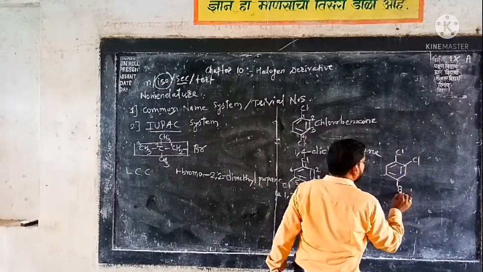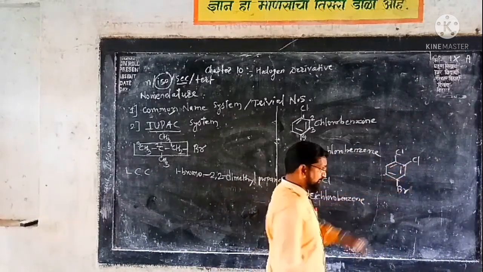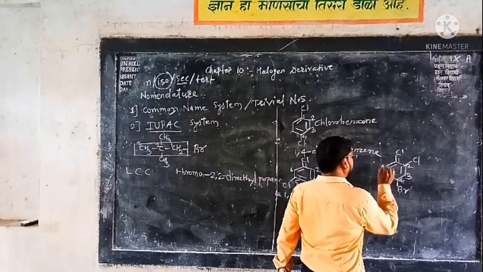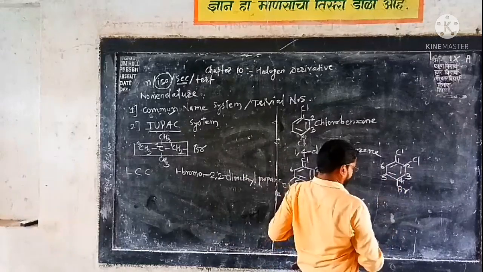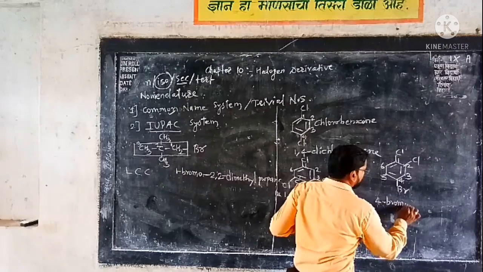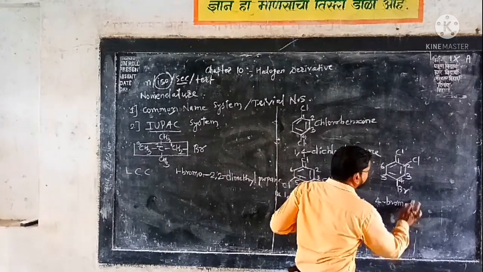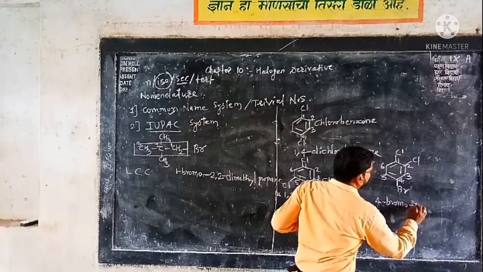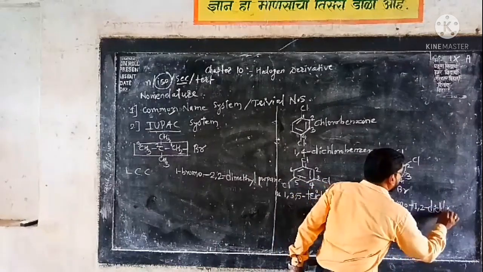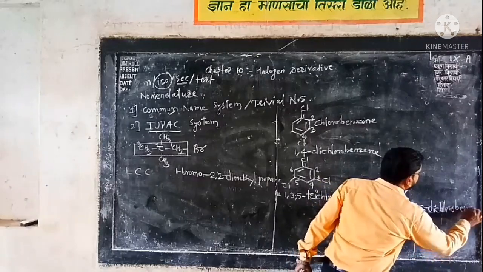Cl, Cl, Br. Now these are close to each other as compared to Cl, Br. Therefore, numbering will be like this: 1, 2, 3, 4, 5, 6. What is the name? 4-bromo, comma, 4-bromo-1,2-dichlorobenzene. Okay, 1,2-dichlorobenzene.